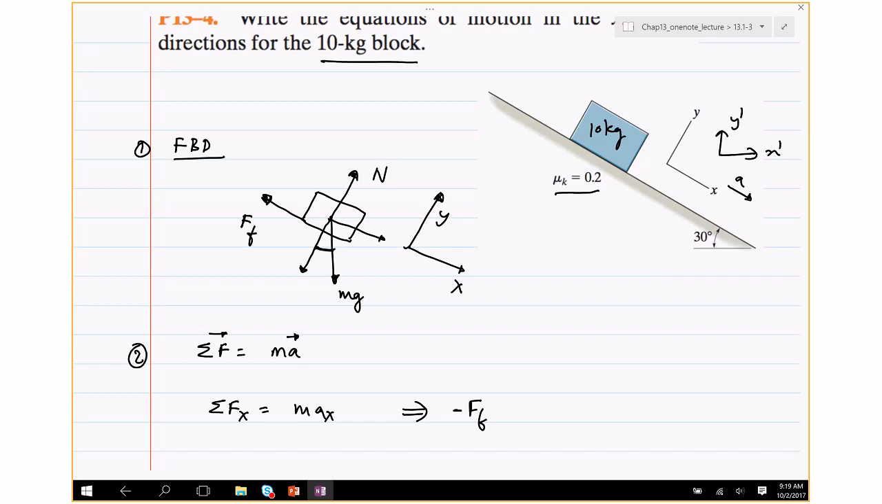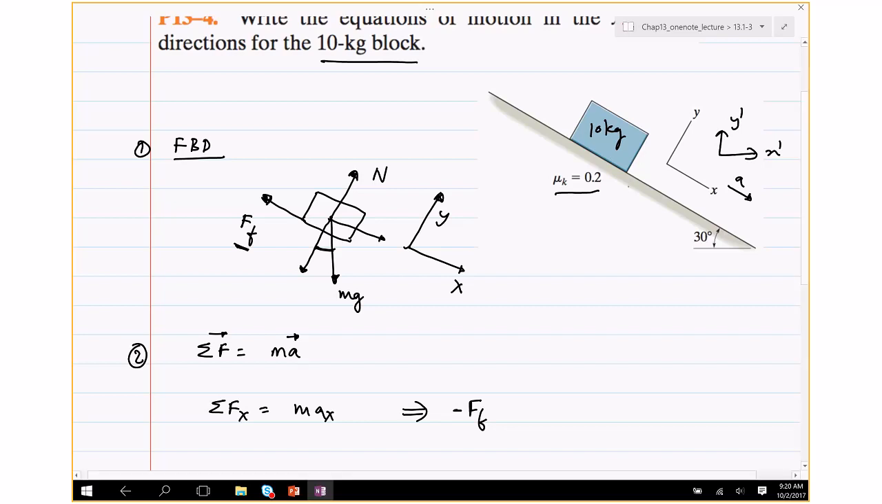Okay, so I'm missing something here. The thing I'm missing is Ff acts in the x direction, but there's another force, which is mg, which is acting. There'll be a component of mg in the x direction, right? Because mg is vertical. Right. So let's get to that.